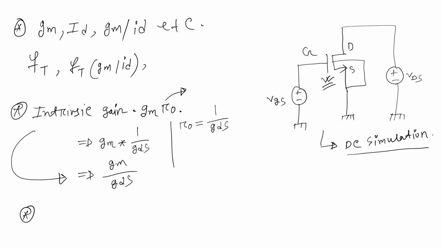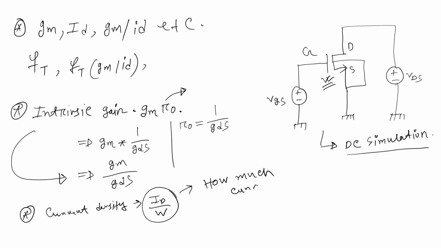Then we need another important parameter, that is the current density. The current density is actually ID divided by W. ID divided by W basically means how much current is available per unit width.